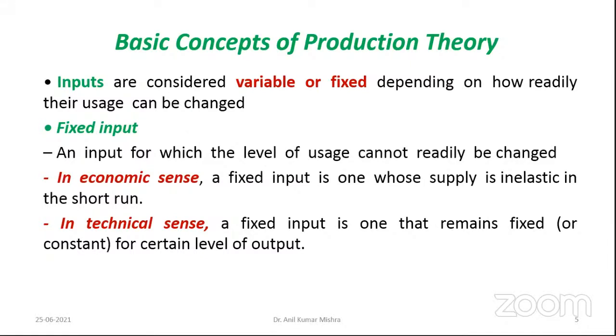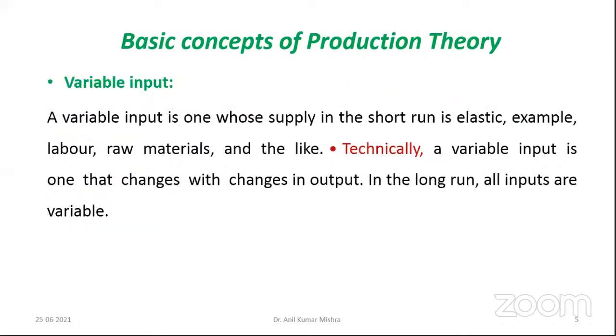Whether the output will increase or decrease, that does not change in the input. That is called the fixed factor. In the economic sense, its supply is inelastic in nature, right? And variable means those that will vary along with the output. Those input factors will vary along with the output, and will be treated as the variable factors. It is elastic in nature. In the economic sense, you can say it is elastic in nature, right?